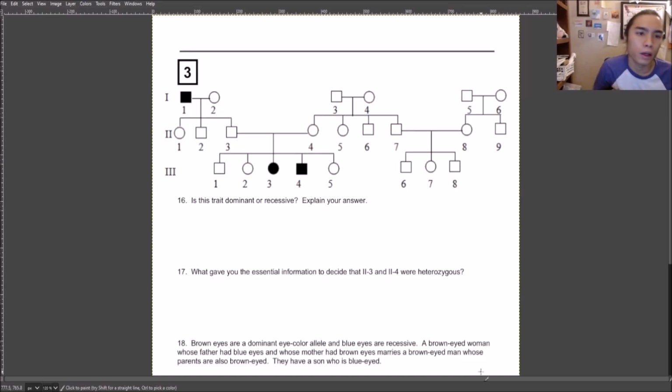Alright, Rooney. Let's look at a pedigree. I downloaded this PDF from Google like 2 minutes ago and I have not looked at it yet.